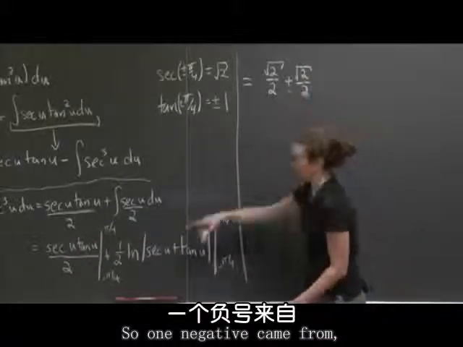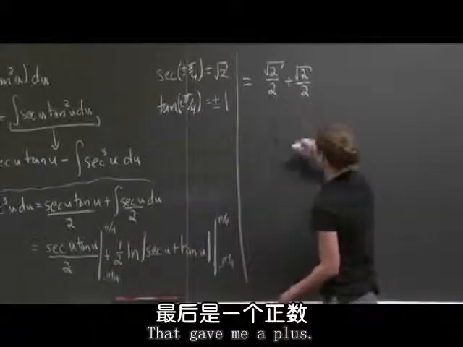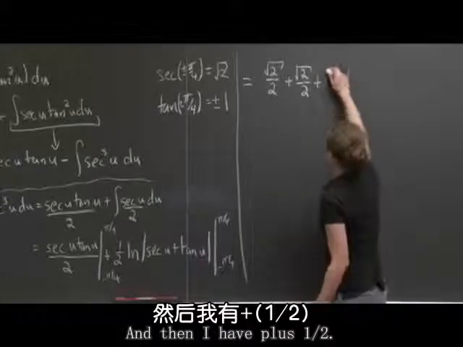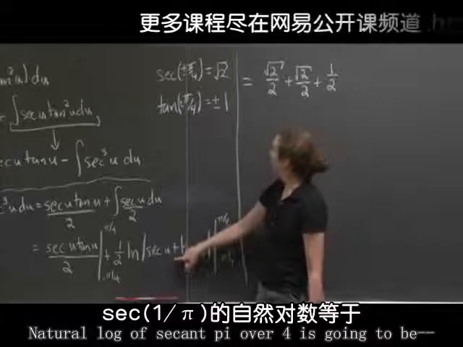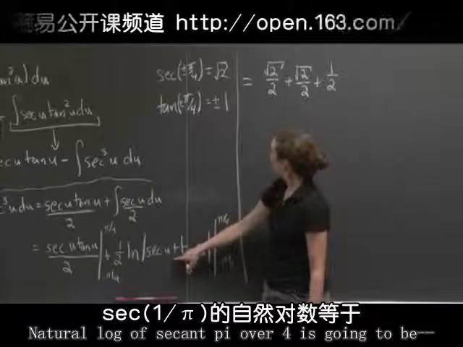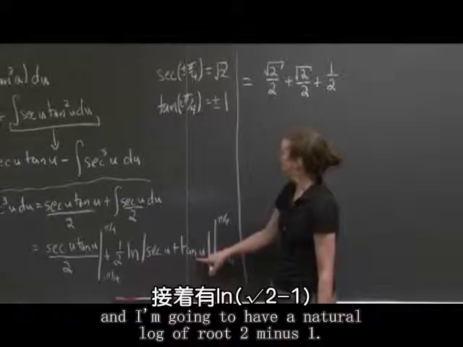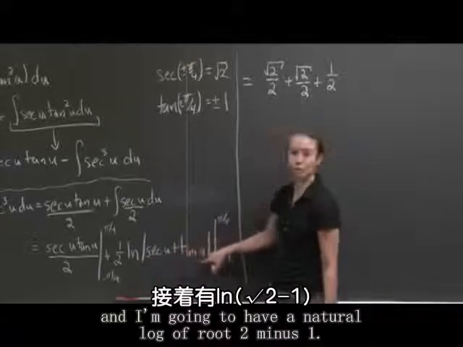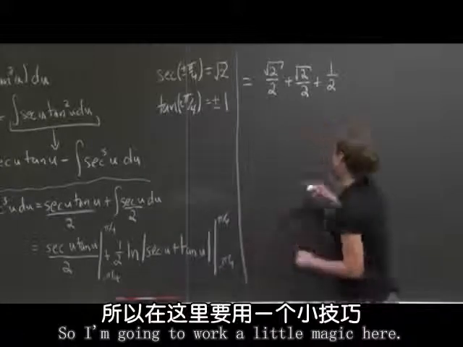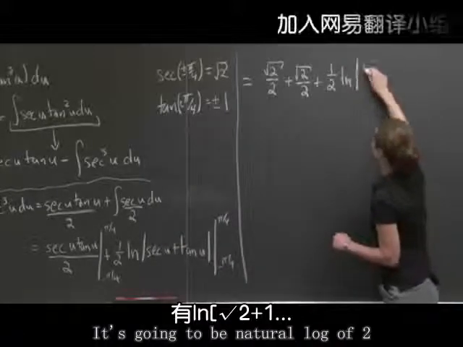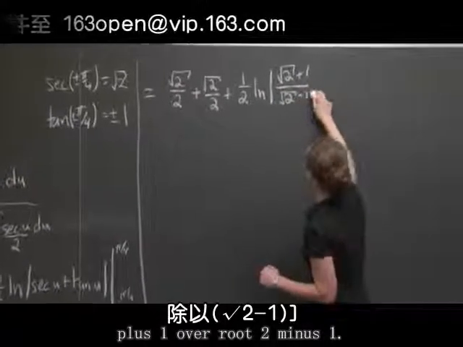So 1 negative came from using the lower bound, and 1 negative came from the tangent. That gave me a plus. And then I have plus 1/2, well, again, natural log of secant pi over 4, so I'm going to have natural log of root 2 plus 1, and then natural log of root 2 minus 1. And I'm going to have a negative in between them, so I'm going to work a little magic here. It's going to be natural log of root 2 plus 1 over root 2 minus 1.